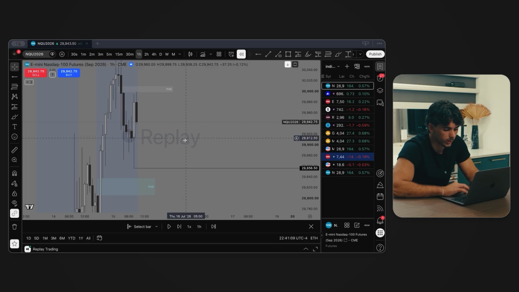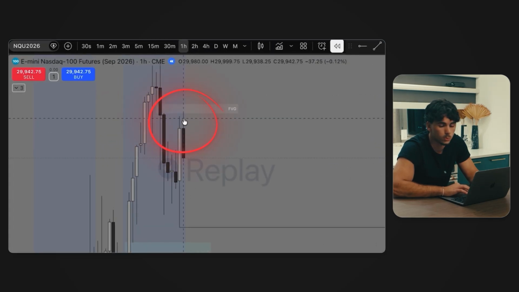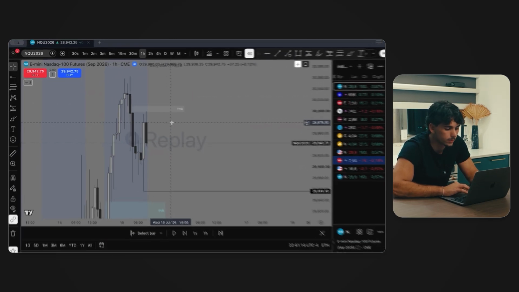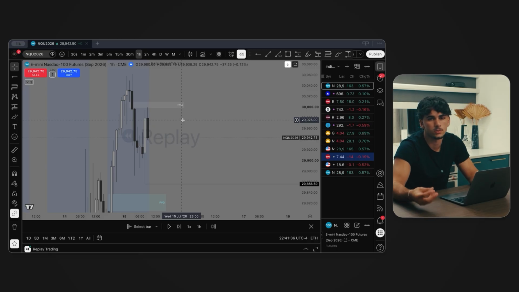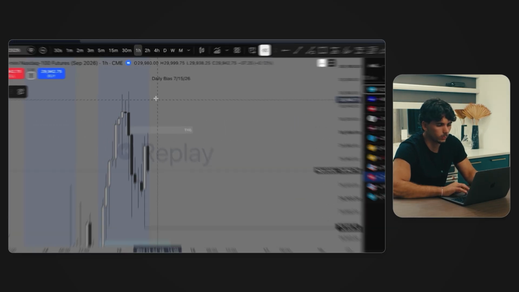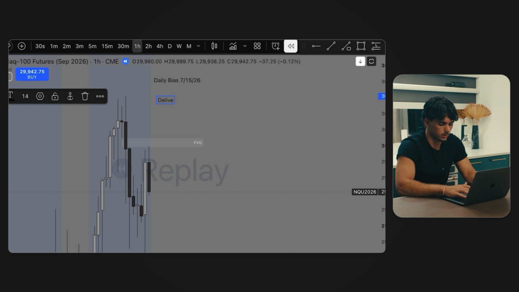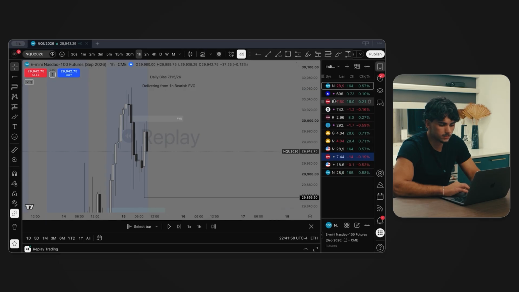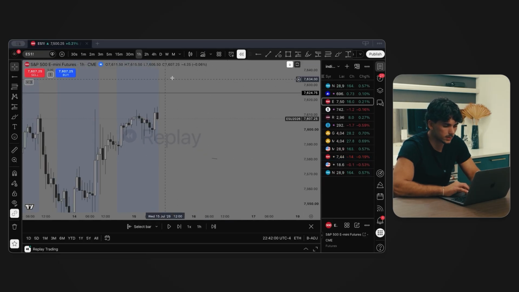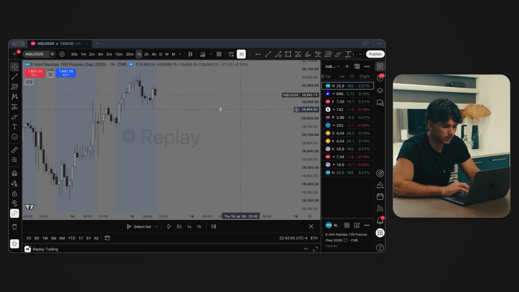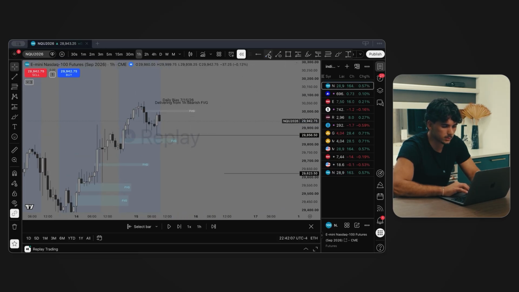Okay, first, what are we delivering from? Right here, if we look internally, we are delivering to the downside from a 1 hour bearish gap. And 1 hour and 4 hour gaps are probably the most used gaps that I use for delivery. So we are delivering from a 1 hour bearish fair value gap. We also have an SMT with ES at these highs. As you can see, ES took those previous highs and NQ did not take those previous highs. So we'll put that right there. We have an SMT with ES to the downside.